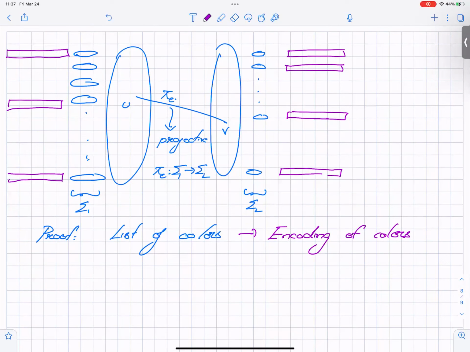Pi is usually a relation on sigma 1 to sigma 2. It just says which are the valid subsets. Here I'm saying the relation is given by a function from sigma 1 to sigma 2. No, I mean the fact that it's a projection.